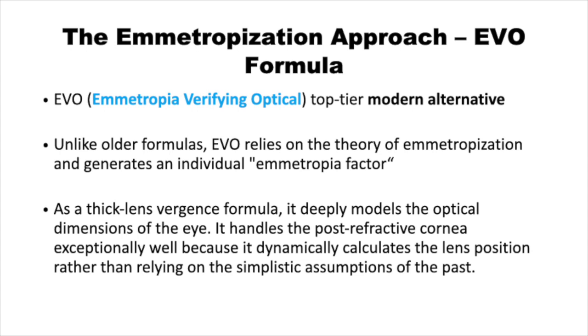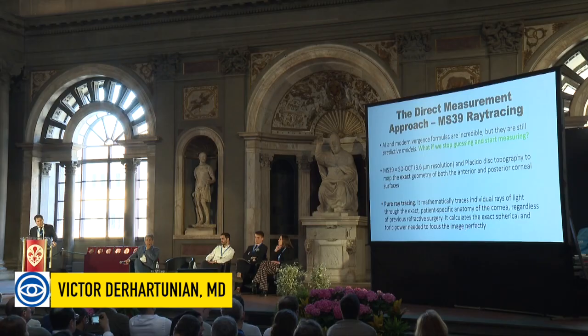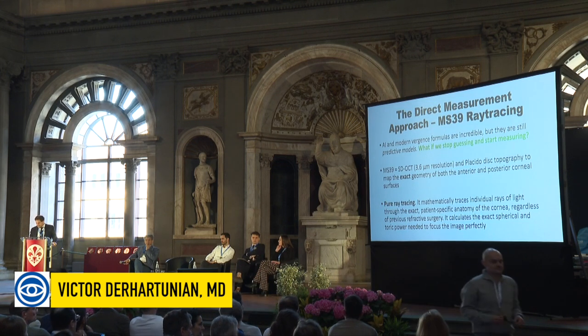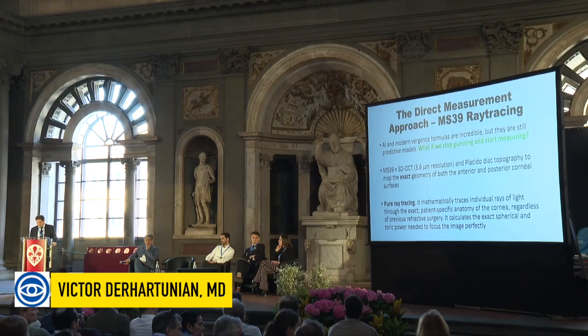Here with the MS39, we can really visualize the exact geometry of the cornea, of the anterior and posterior surfaces. It's called ray tracing. Based on ray tracing, we can trace individual rays of light through all the exact points of the cornea. We have the patient-specific anatomy regardless of previous refractive surgery, and then we can calculate the appropriate lens power.